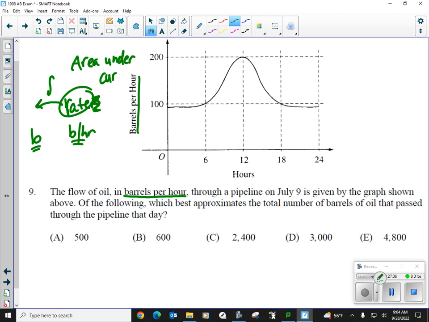Area under the curve. Now, approximates. These aren't triangles or trapezoids or rectangles, but I can approximate what this area is. First of all, this kind of looks like from here to here. Let's figure out what this is. It's up 100 and over 24. So the area of this rectangle, 24 times 100, is 2400.